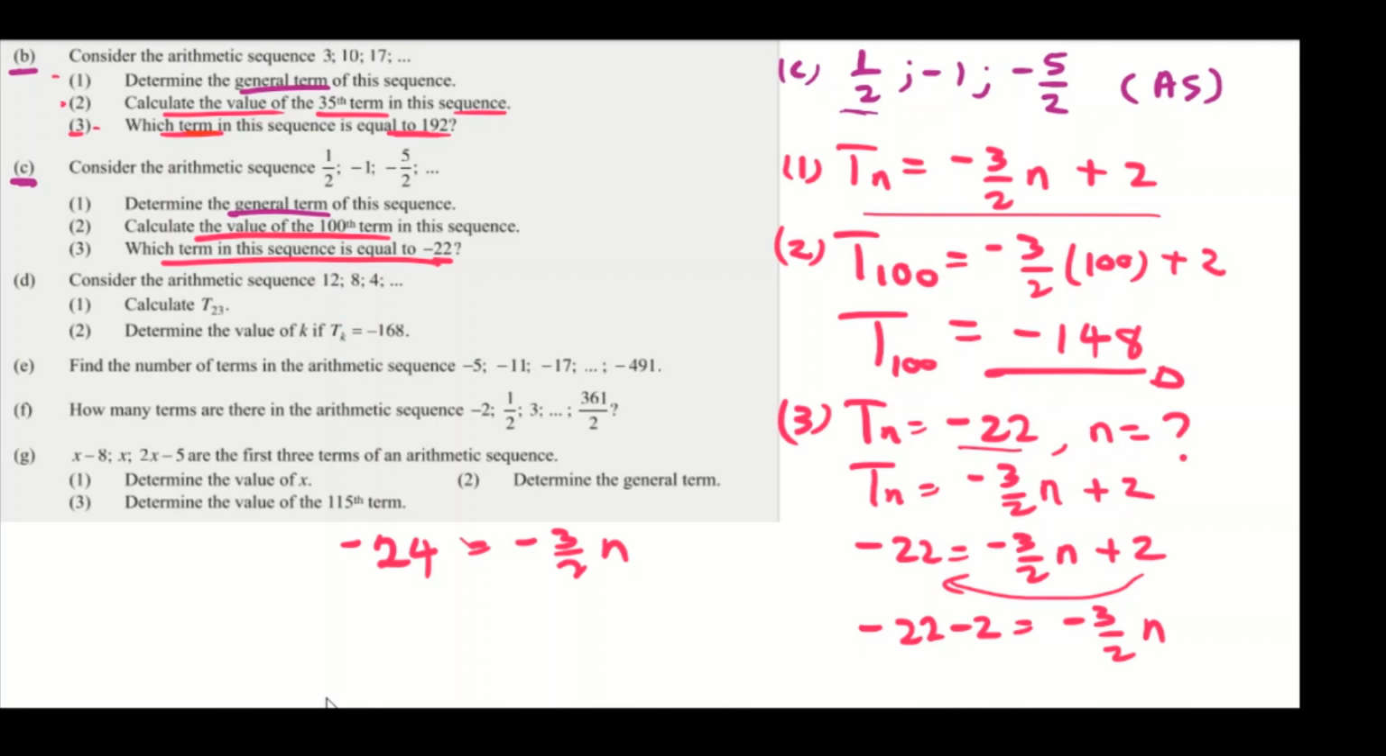You can just divide by -3/2 on both sides, and just punch that in your calculator. So therefore n is equal to 16, right? So that is the answer for this problem here.